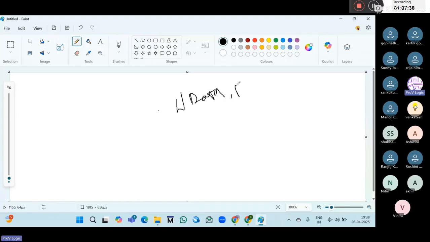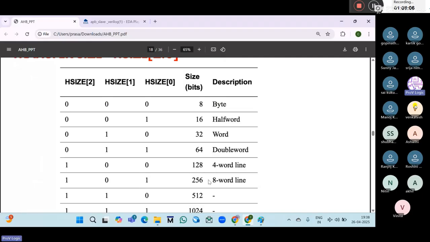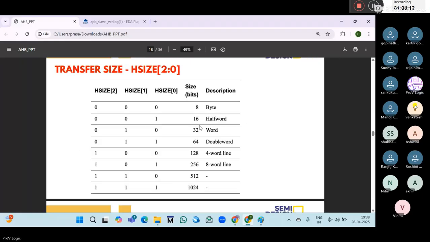Then HWDATA and the write address; HWDATA will be 64-bit data. Then you need to check the transfer size. The transfer size needs to match the data width. Suppose you are taking a double word; a word means 32-bit data. Here, 8-bit means byte size, HSIZE 2-bit, 32-bit means word, 64 means double word, 128 means 4-word line, 256 means 8-word line.